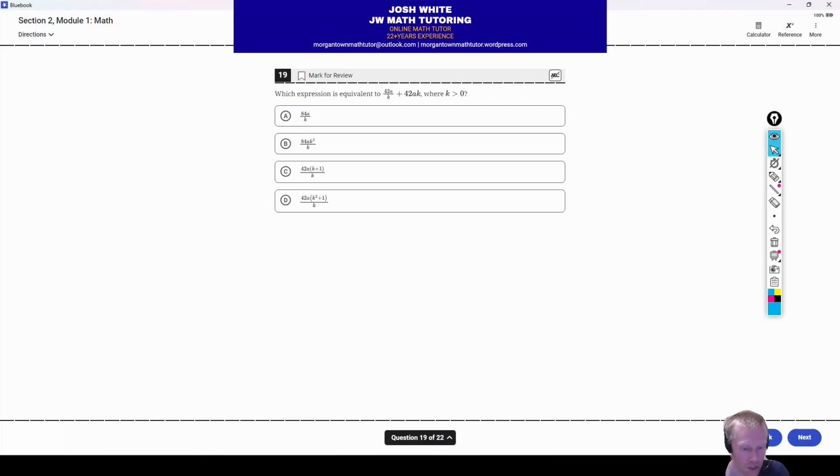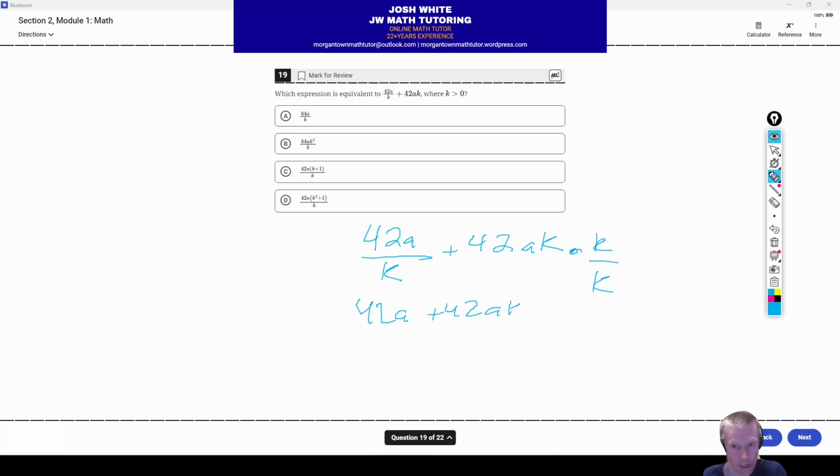All right, for this question, you have two expressions that are being added together. They want to know which expression here is equivalent to it. So if you go ahead and get a common denominator, combine them into one fraction, just multiply this by k over itself, and you're going to be adding 42a plus 42ak squared all over k.